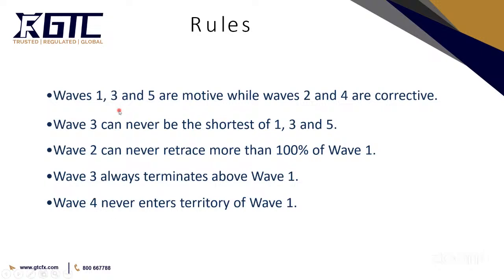If you remember these 3 rules, we are good to go. 1, 3, and 5 are motive, 2 and 4 are corrective. Wave 3 can never be the shortest of 1, 3, and 5. Wave 2 can never retrace more than 100% of wave 1, and wave 4 never enters the territory of wave 1. If we are okay with this, I'll move on to the next slide now. Let's do some exercise.